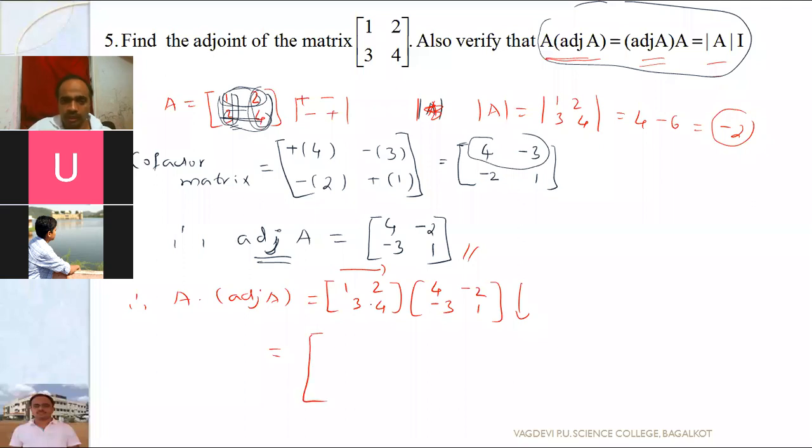If you multiply, what do I get? First row into first column. The first row is 1, 2, and the first column is 4, minus 3. So 1 into 4 is 4, then 2 into minus 3 is minus 6. You know this matrix multiplication: there are two numbers, the first numbers you multiply, and the second numbers you also multiply. So this is the matrix multiplication.